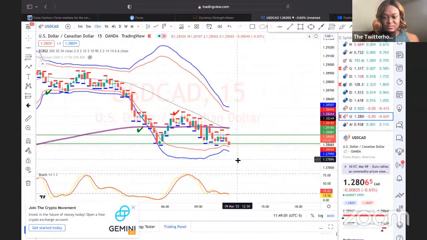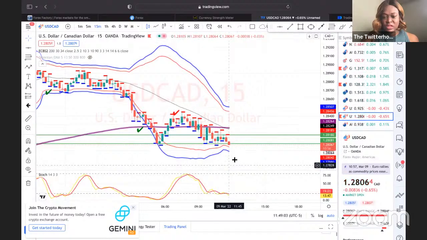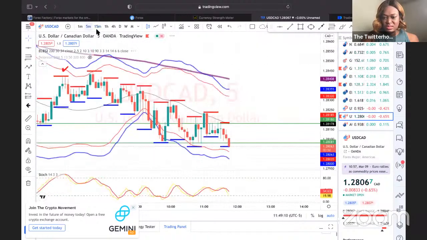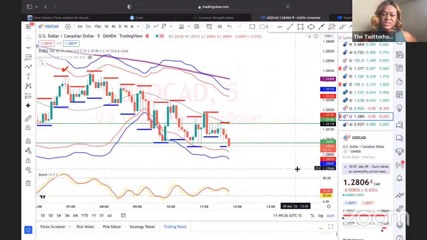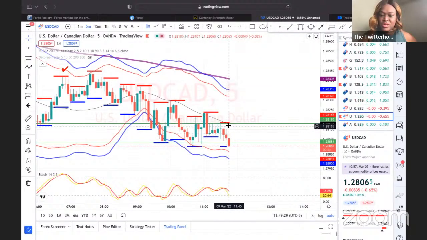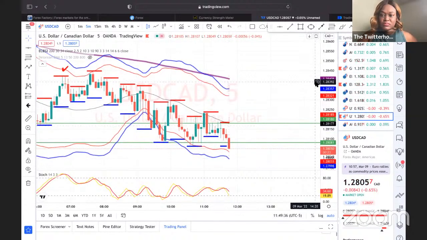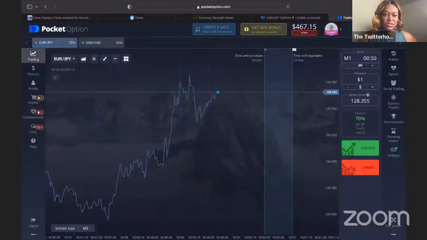All right. So it's broken through this level. I really would have wanted it to pull up here. Some major push down, USD CAD.